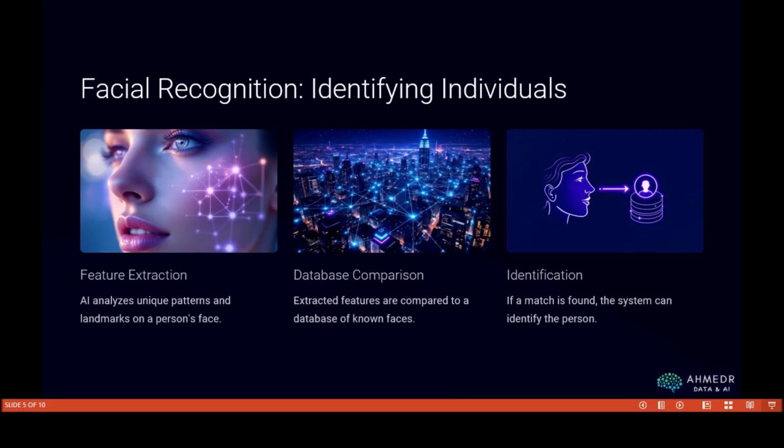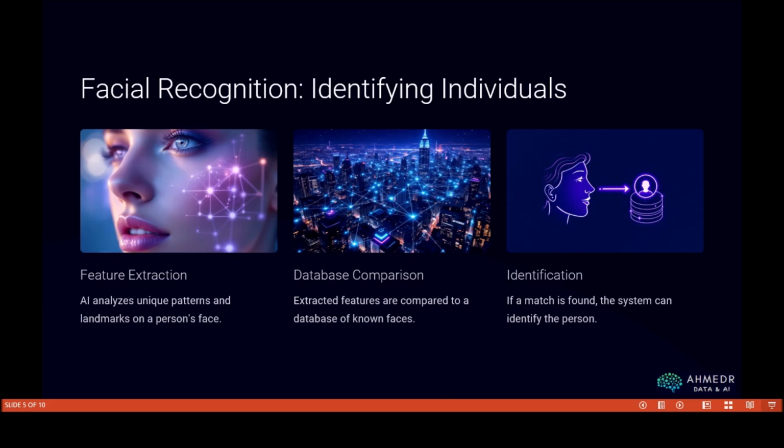One of the most interesting tasks in computer vision is facial recognition. This technology allows AI systems to identify and verify individuals based on their facial features. It works by analyzing unique patterns in a person's face, such as the distance between their eyes or the shape of their jawline.